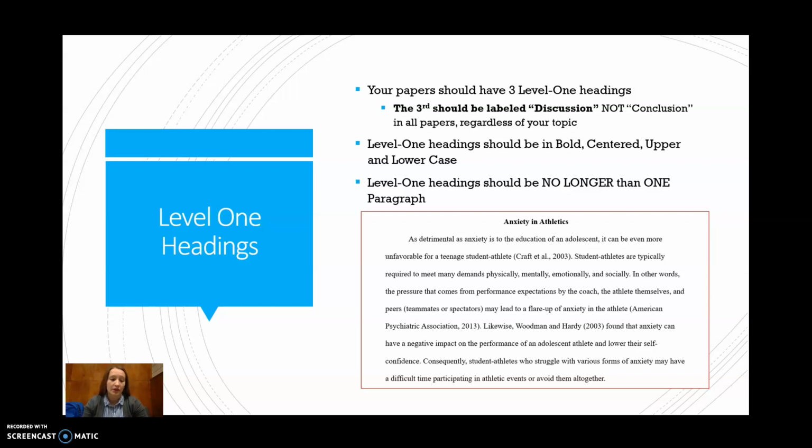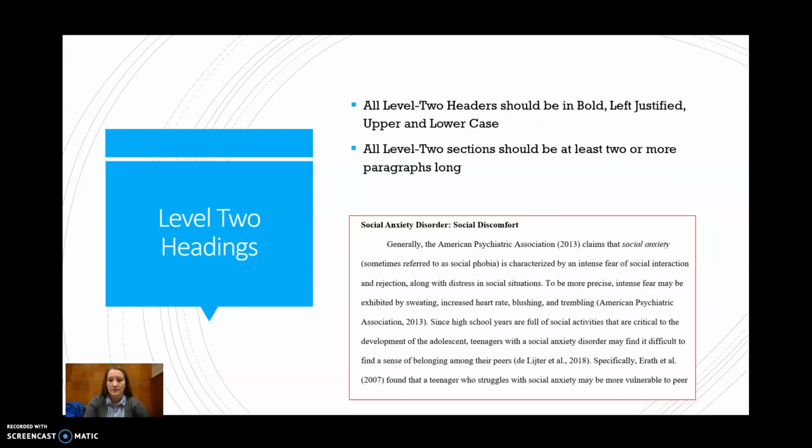When you write out your level 1 headings, they should be bolded, centered, and in upper and lowercase, just as in pretty much any other title. So as you can see right here, I have an example, this is actually from my paper that I wrote in this class. And as you can see, my title is Anxiety in Athletics. That's my level 1 heading. A level 1 heading should only have 1 paragraph under it, and it should be just a brief explanation of what you're going to go into in further detail underneath this level 1, okay? So my broad idea is Anxiety in Athletics.